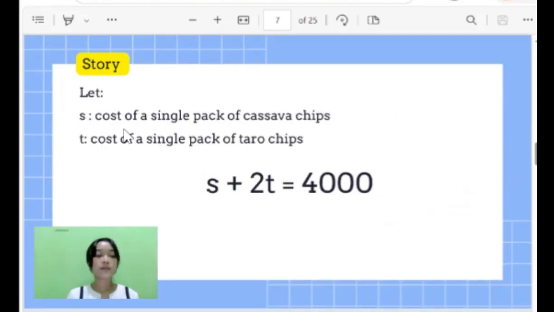Let S be the cost of a single pack of cassava chips, and T be the cost of a single pack of taro chips. So, one cassava chip plus two taro chips equals 4,000 rupiah. So, this is S plus 2T equals 4,000. This process is called mathematical modeling.